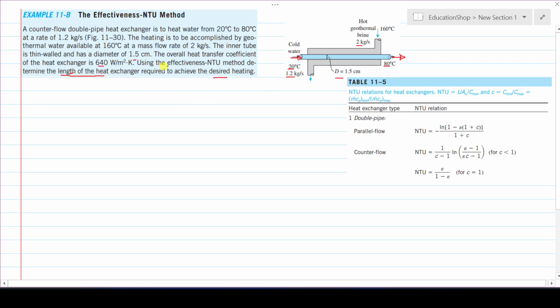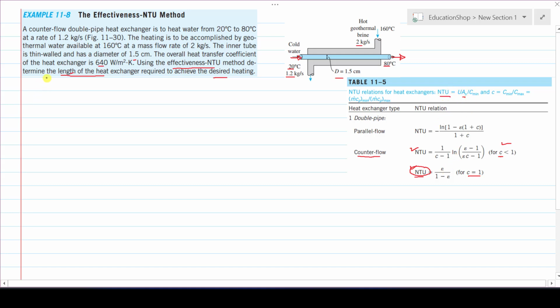When it says using the Effectiveness-NTU method, your focus must be Table 11.5, and for this type, a counter flow double pipe, we can use this formula, which is based on the capacity ratio. If the capacity ratio is less than 1, then we will use this formula. If the capacity ratio is equal to 1, then we will use this formula to find the NTU value. The NTU value calculated from this formula will then be used to find the surface area.